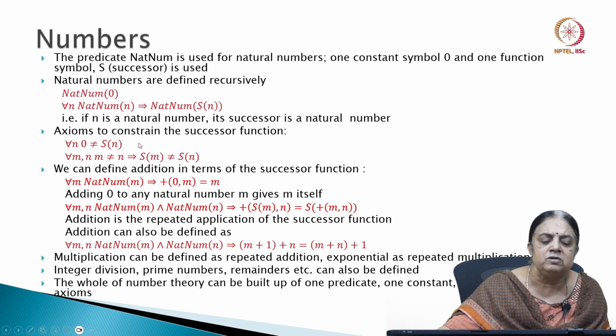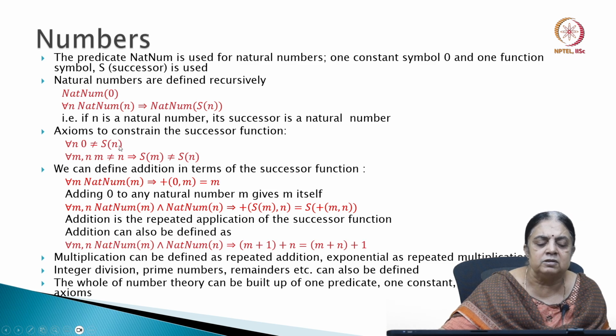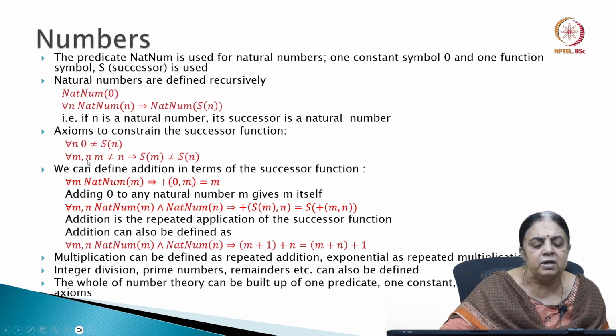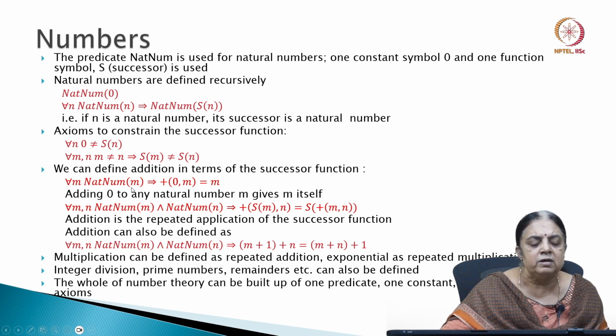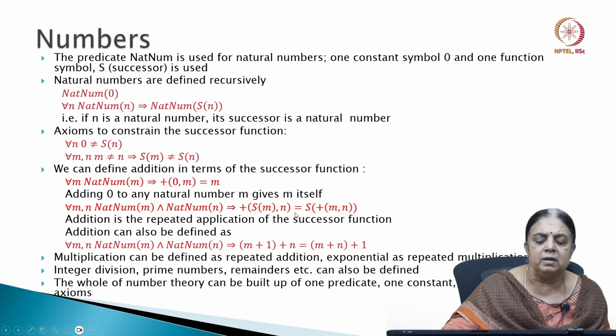Okay, if you take any natural number n, the successor of that natural number cannot be 0. And if you take m and n, and m is not equal to n, then the successor of m cannot be the successor of n. Here you look at the addition, and you are saying if m is a natural number, adding 0 to the natural number does not change that number, right? And here it shows you how you can add natural numbers, right? So the successor of m plus n is equal to the successor of m plus n.